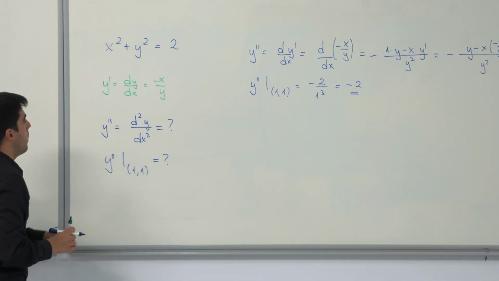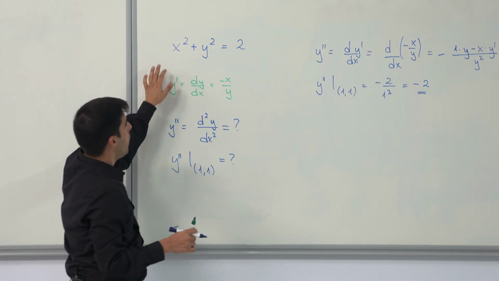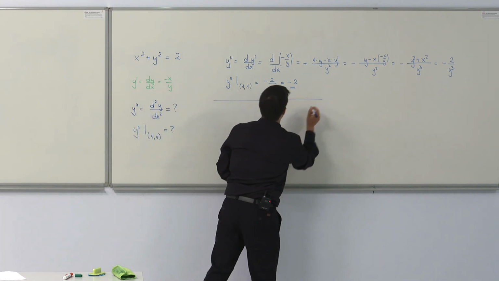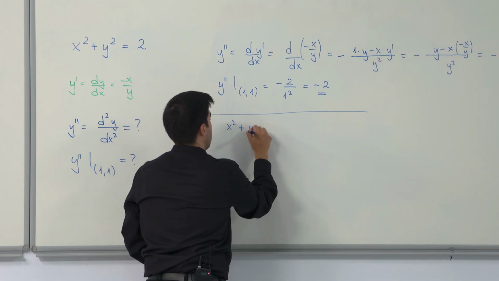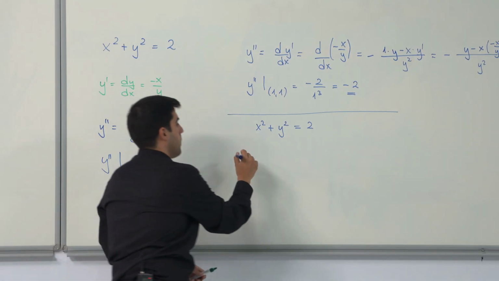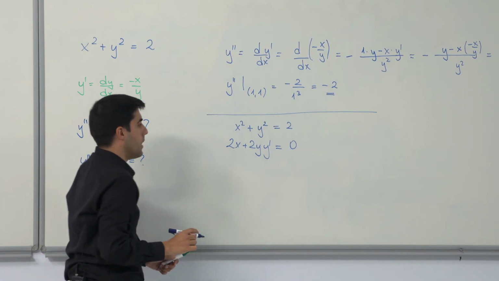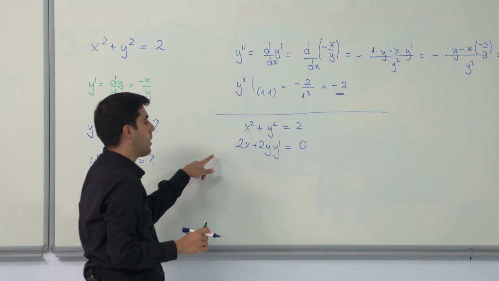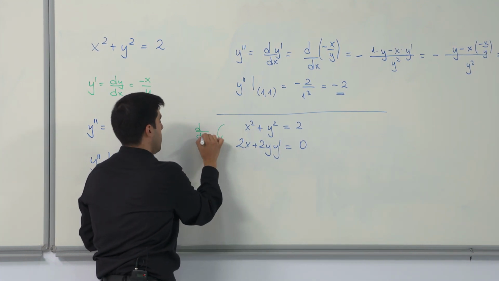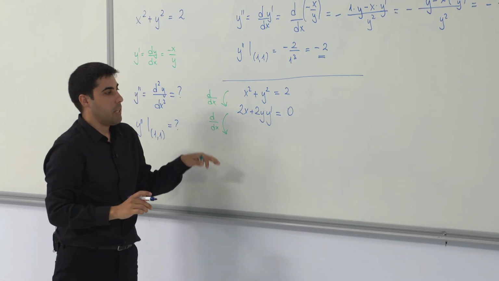Another method is without solving for y prime. For the other method, we start with the equation x squared plus y squared equals 2. Now we take the derivative as usual on both sides to obtain 2x plus 2y y prime equals 0. Now, without solving for y prime, you can do it again once more. Here we took the derivative with respect to x once, and we can do it one more time to obtain the second derivative.